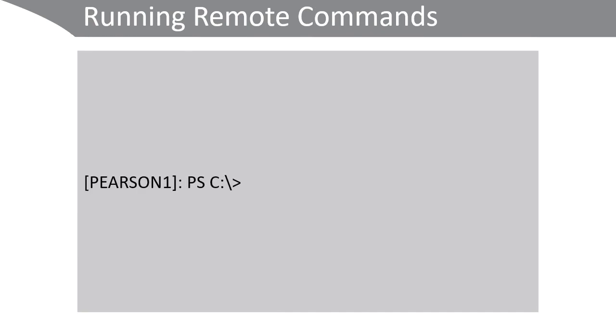You'll then see something like this. So it will be indicated Pearson1 and then PS and C:\ and then an arrow. That indicates you've got your remote command ready to run. And then you can enter any remote command you want, just as if you were local to the computer.